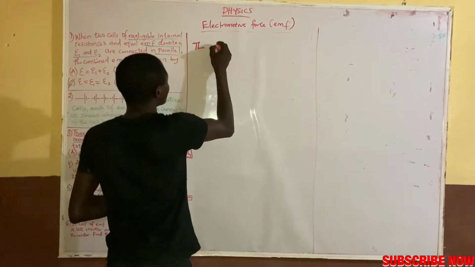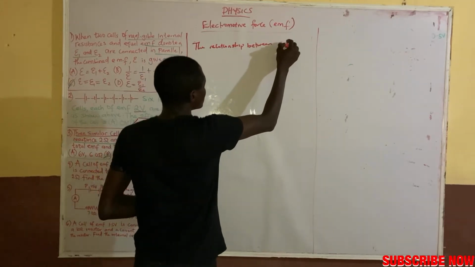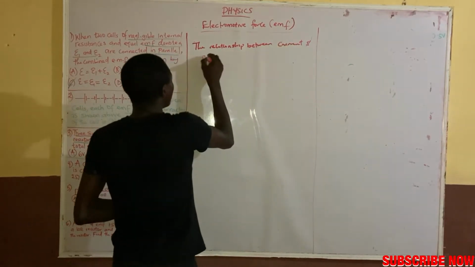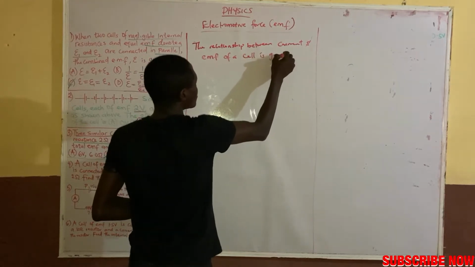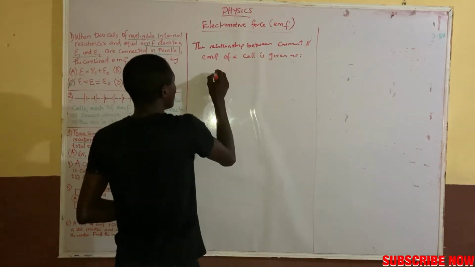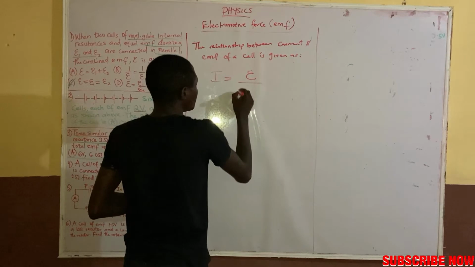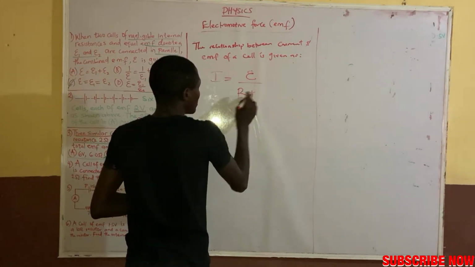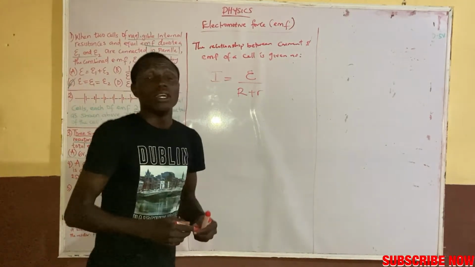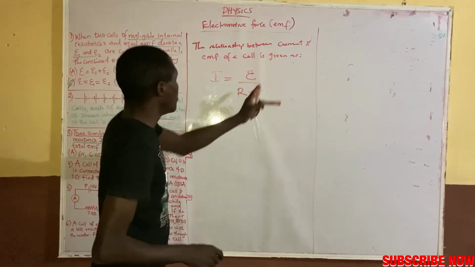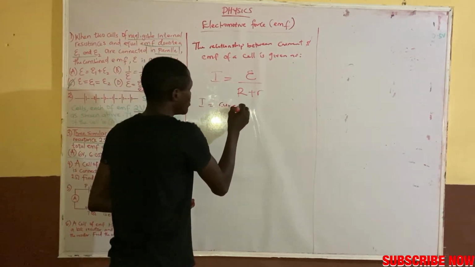The relationship between current and EMF of a cell is given as I equal to EMF of the cell all over R plus r, that is, external resistance plus small letter r, the internal resistance. I is the current measured in ampere.